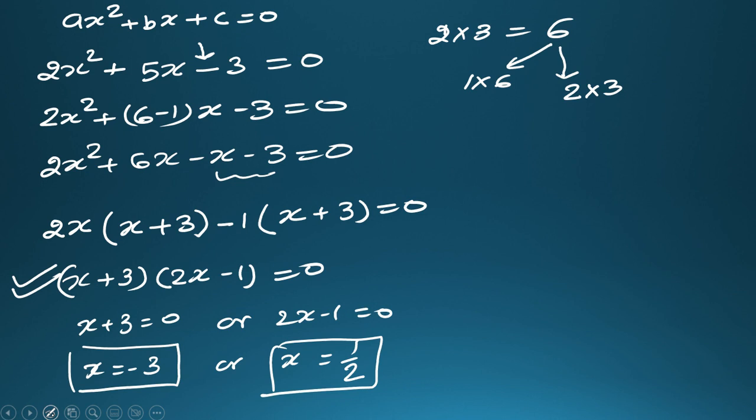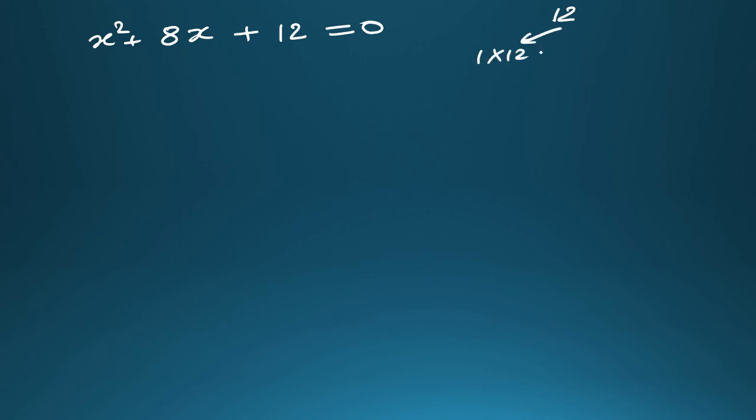Now let's talk about another example. This was related to subtraction. Now say, for example, we have x square plus 8x plus 12 is equal to 0. You see here the coefficient of x square is 1. So 1 multiplied by 12 will be equal to 12. Now let's talk about all possible factors of 12. The first pair will be 1 and 12. The second pair will be 2 and 6. The third pair can be 3 and 4 also. I think we will have only this many pairs.